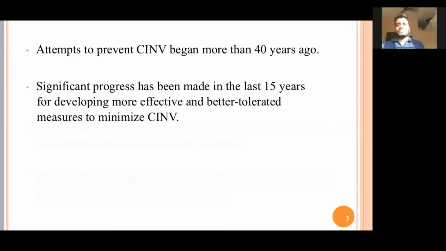So, attempts to prevent CINV. What is CINV, Bhavit? What is CINV? Betsy? So, chemotherapy-induced nausea and vomiting. Yes, CINV is our chapter name, chemotherapy-induced nausea and vomiting.